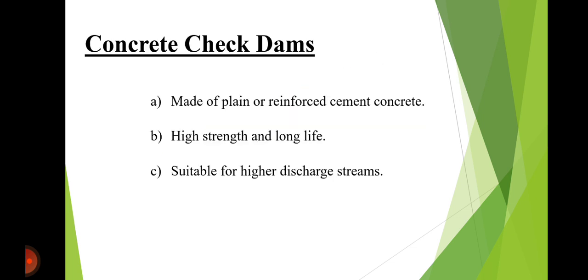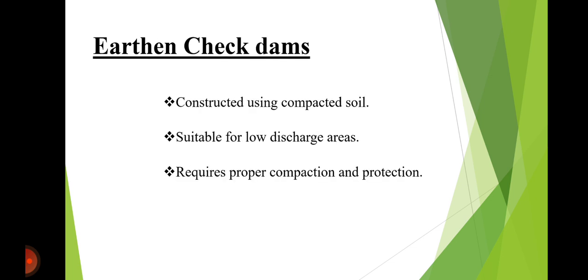So concrete check dams, made mainly from plain or reinforced concrete, very strong and durable, used where runoff and erosion forces are high.